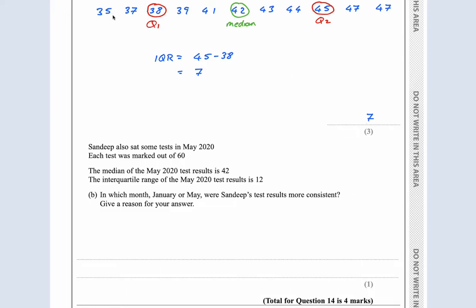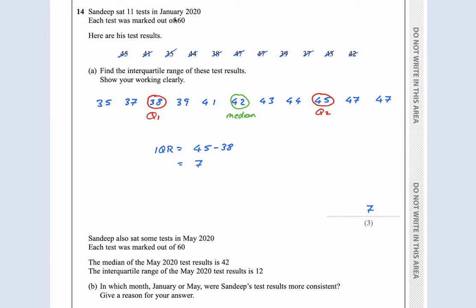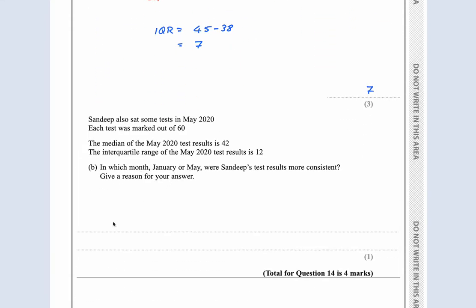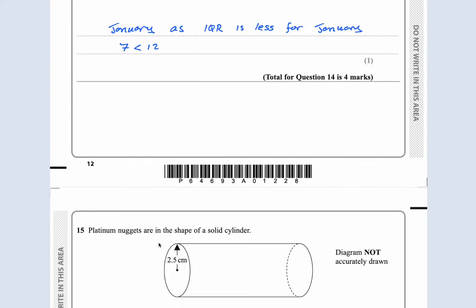For example, imagine he got 35 in all the tests, then the interquartile range would be 0 because there's been no change at all. So he'd be extremely consistent. So a lower interquartile range, which was in this one, January 2020, means January was more consistent. January. So that's one mark, but we need the reason. I'm going to say as interquartile range is less for January. And you can then say 7 is less than 12 if you want. Okay, that is question 15.